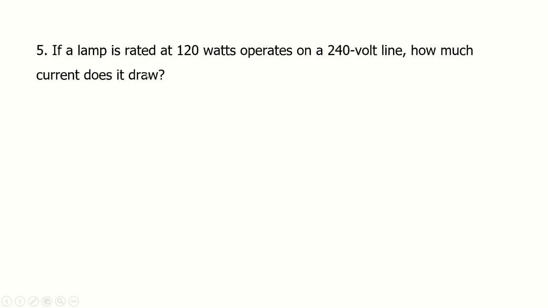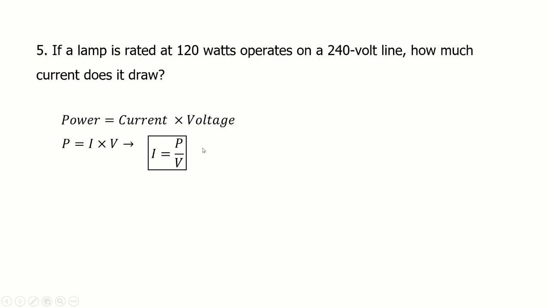Okay, number 5. We have a lamp rated at 120 watts. That's my power here. It operates on a 240 volt line. How much current does it draw? Okay, so this time we're looking for current. We have power and voltage as the given. Okay, this is my formula. Looking for I, so I suppose we have to divide both sides by V. P over V, power over voltage, 120 watts over 240 volts. That's going to give you 0.5 amperes.